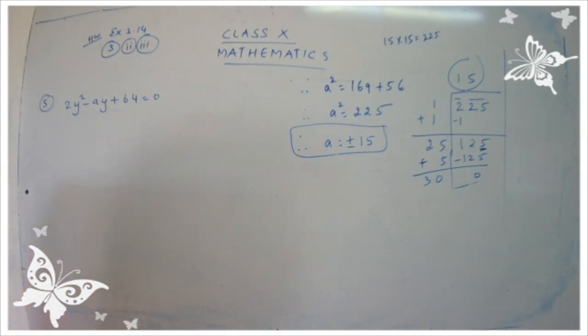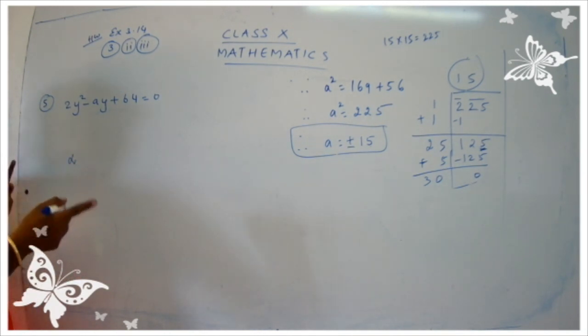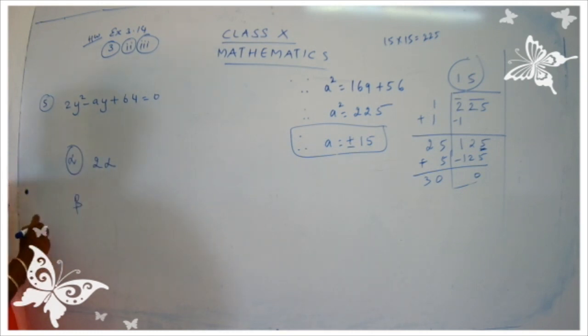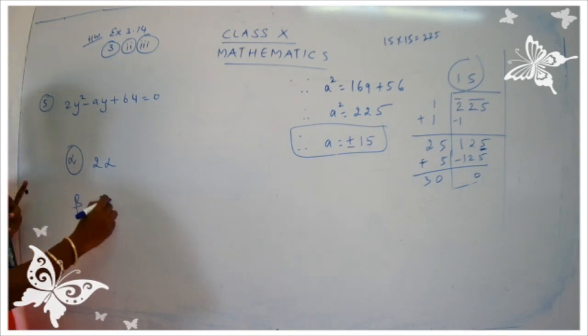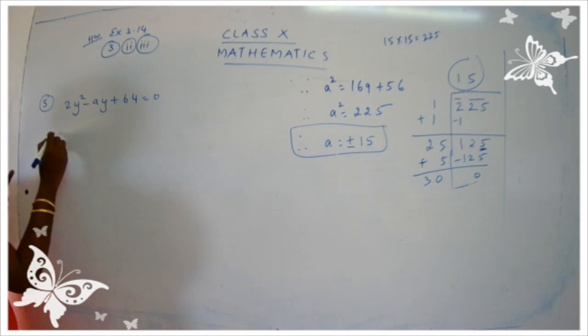Is twice the other. That means one root is twice the other. So how are you going to write it down? If I write one root as alpha, the second root is twice the other. Twice the other means it will be taken as 2 alpha. If you are taking one root as beta, the next one is twice the root, that means 2 times beta. Clear?